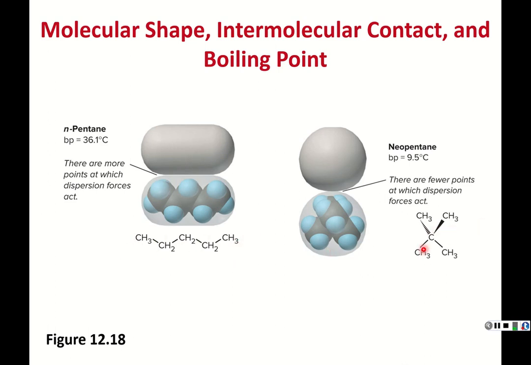And in this molecule, neopentane, we have 5 carbons, but 4 methyl groups are connected to a center carbon. Okay. The boiling points are shown for them, and pentane, that's in this chain form, has a much higher boiling point. So why is that?